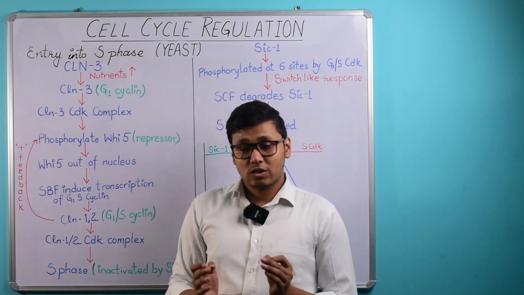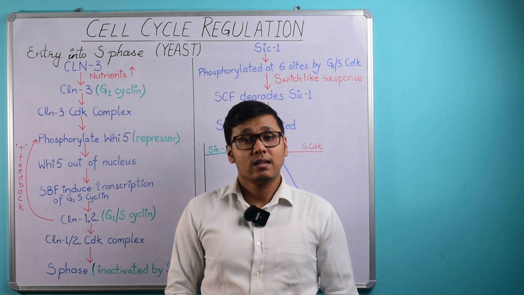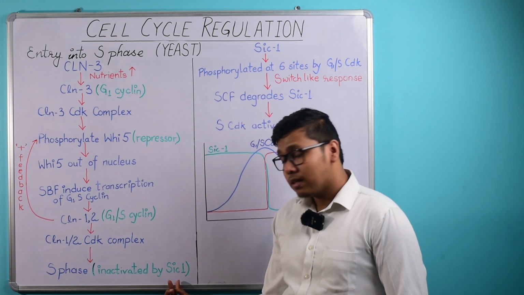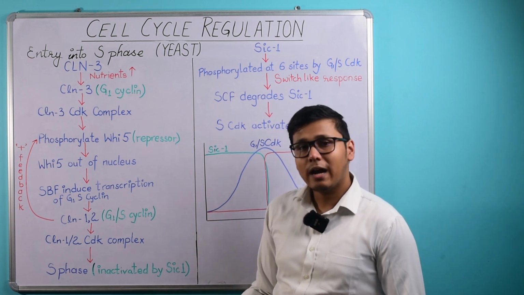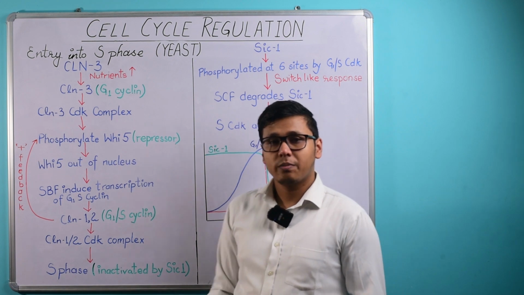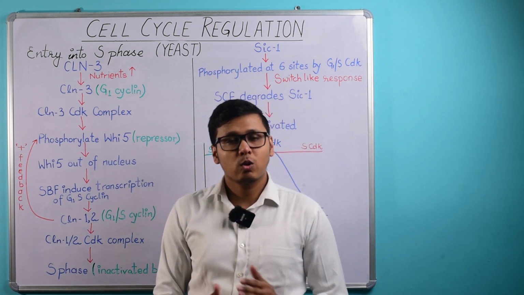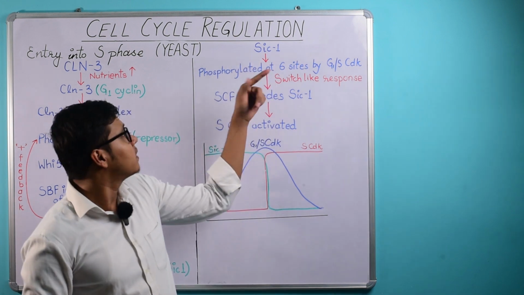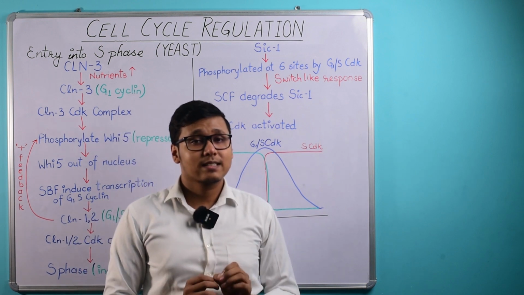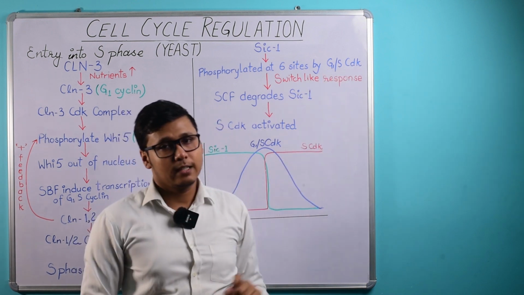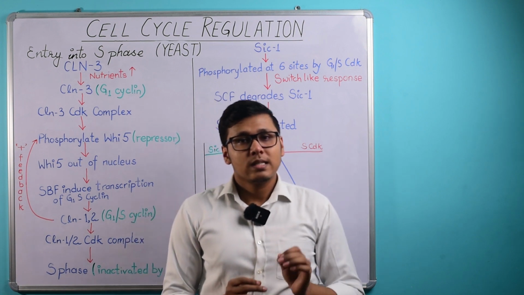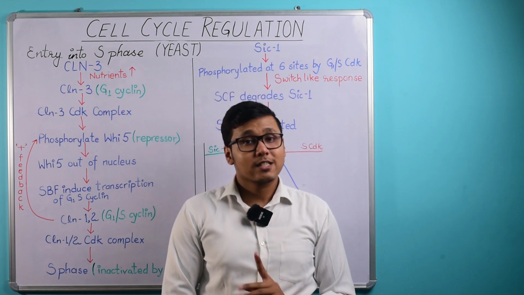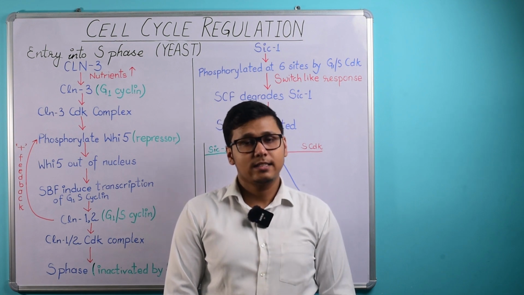Remember when I said that CDK is also inhibited by some CKI inhibitors. So in case of yeast, it is SIC1. Now we have to remove this inhibition in order to make the transition from G1 to S. So how do we do that? Well, it is quite simple. SIC1 gets phosphorylated at at least 6 sites by G1/S CDK. One thing I want to tell you is SIC1 only inhibits the S phase and M phase cyclins and CDKs. It does not inhibit the G1 and G1/S cyclins and CDKs.